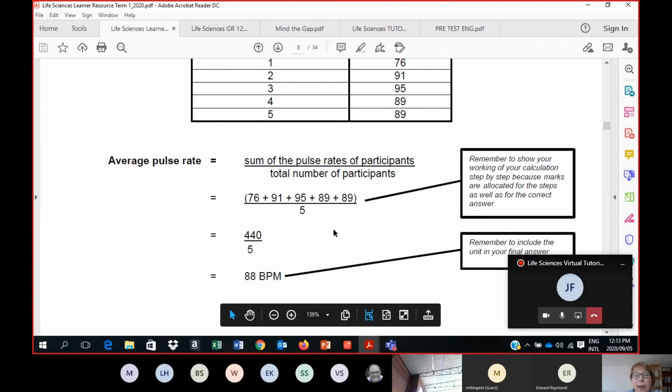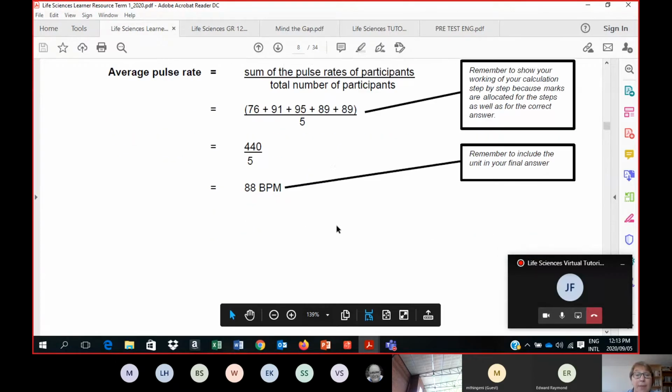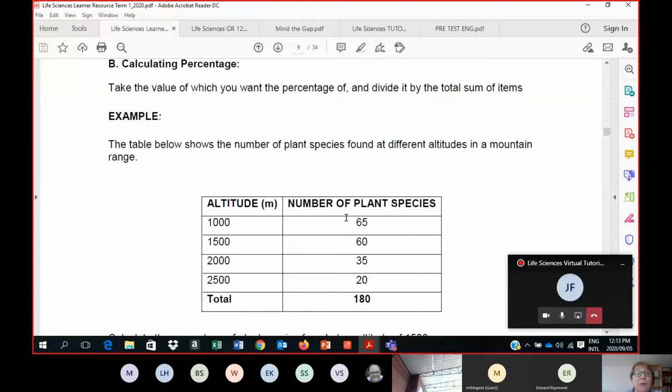So this is a skill that is also important in life sciences. Sometimes you have to calculate a percentage. I'm going to quickly have a drink of water, 1 second.